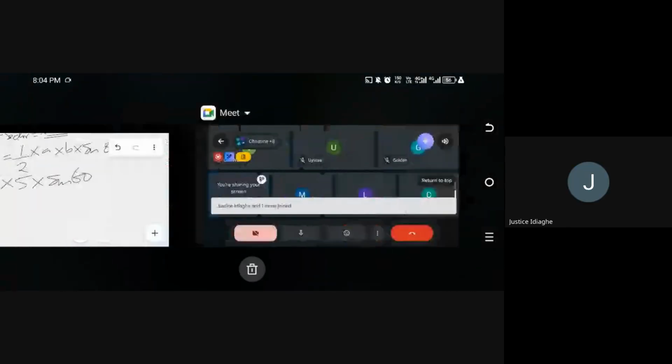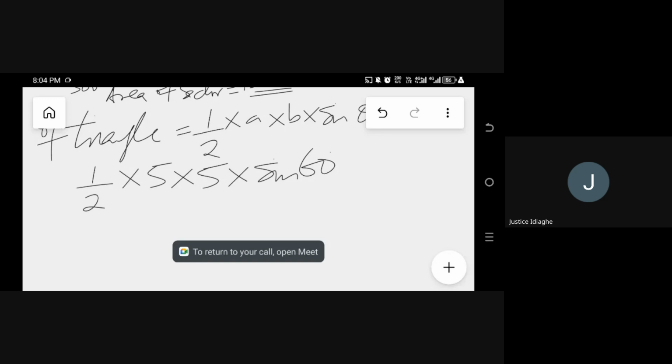Sir, what is the numerator there? The numerator is 2. That's half times A times B times sine 60, which is half times 5 times 5, which is A times B times sine 60 divided by 2. So what's the result? 10.8.